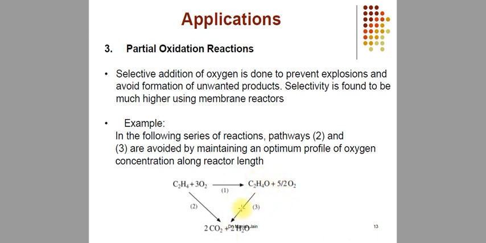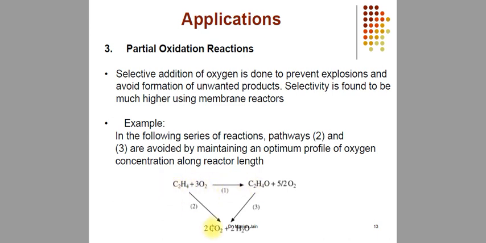So this is an intermediate product which you want to separate out. You can produce the aldehyde efficiently by supplying the optimum amount of oxygen inside the reactor, as well as by removing the aldehyde simultaneously from the reactor. Both types of application will be helpful here. First, you can supply the oxygen in the optimum amount by using the membrane reactor, so that the reaction will proceed along this first path only.